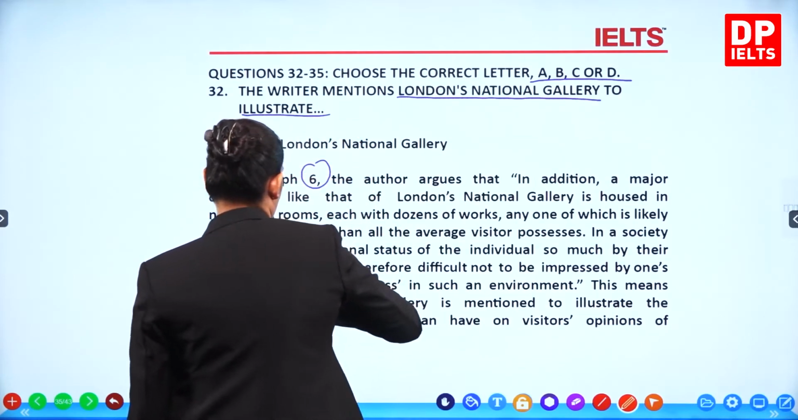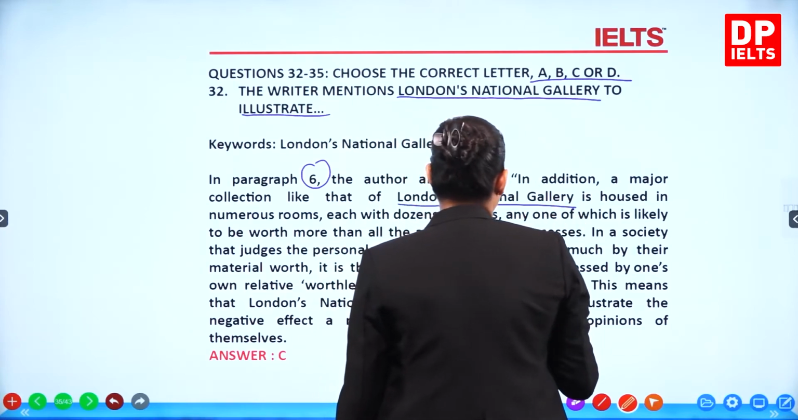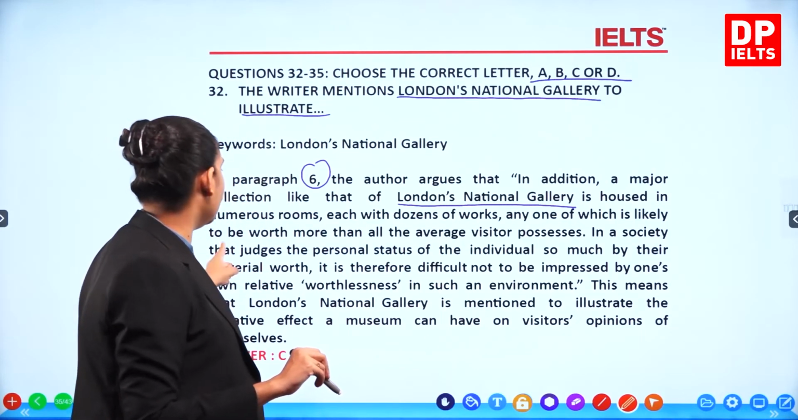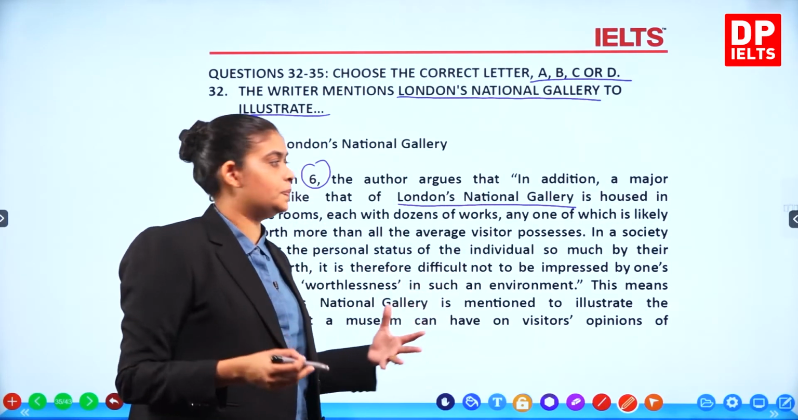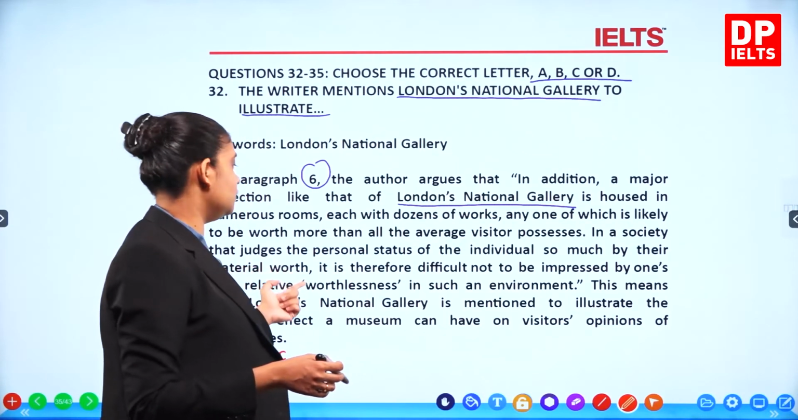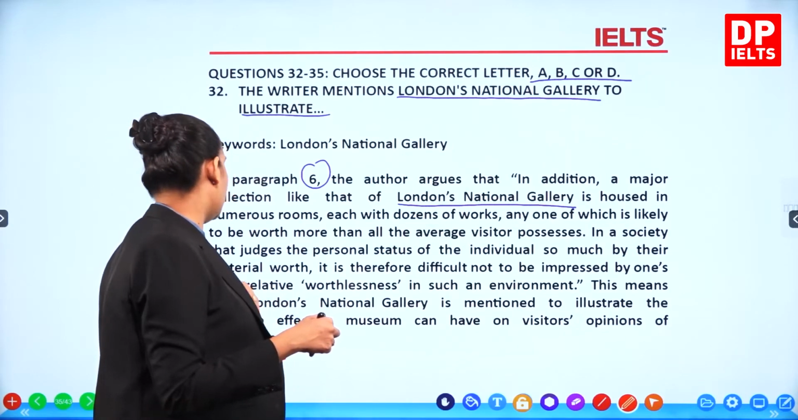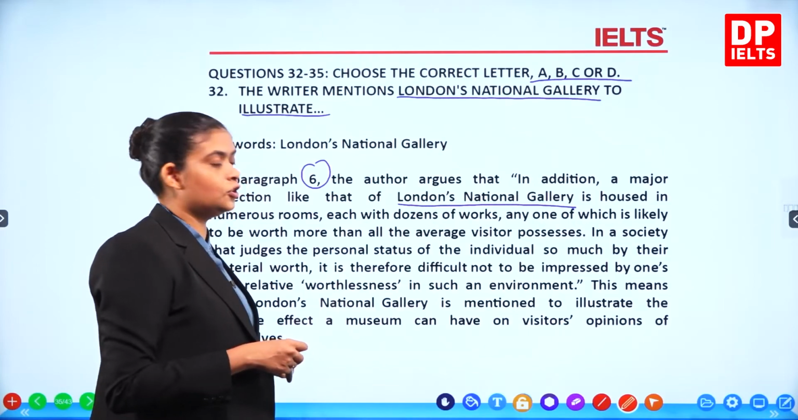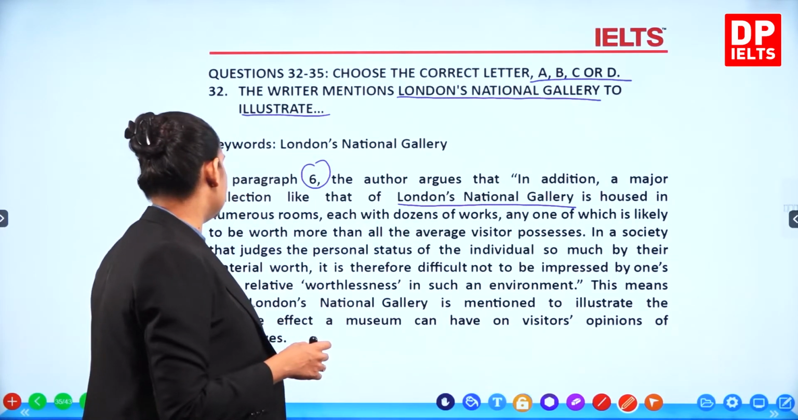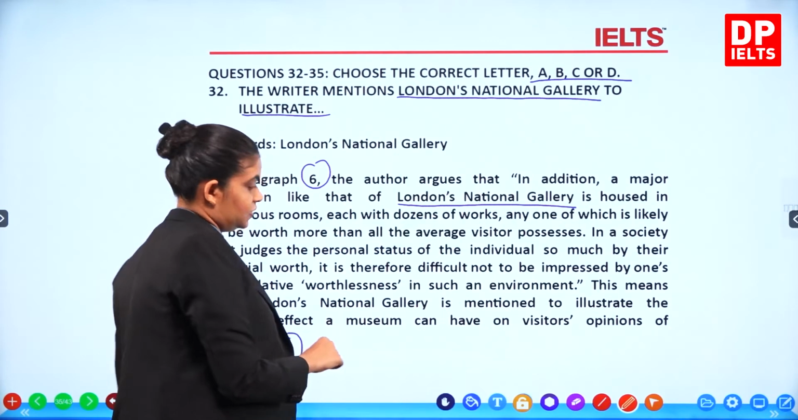Go to para 6. The author argues that in addition, a major collection like that of London's National Gallery is housed in numerous rooms, each with dozens of works, any one of which is likely to be worth more than all the average visitor possesses. In a society that judges the personal status of the individual so much by their material worth, that is what we wear, what we drive, materialistic things, it is therefore difficult not to be impressed by one's own relative worthlessness in such an environment. This means that London's National Gallery is mentioned to illustrate the negative effect a museum can have on visitors' opinions of themselves. So therefore, the answer I would say is C.